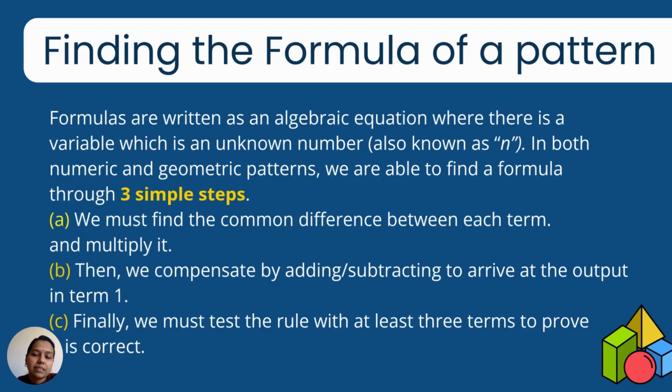So formulas are written in algebraic expressions or equations where there's a variable that describes the unknown number in the sequence. So in both geometric and numeric patterns, you will be able to find your formulas using 3 simple steps. So A, you must find the common difference between them and multiply it. B, we must compensate by adding and subtracting to arrive at the output number. And C, finally, we must test our rule with at least 3 terms to prove that it works.